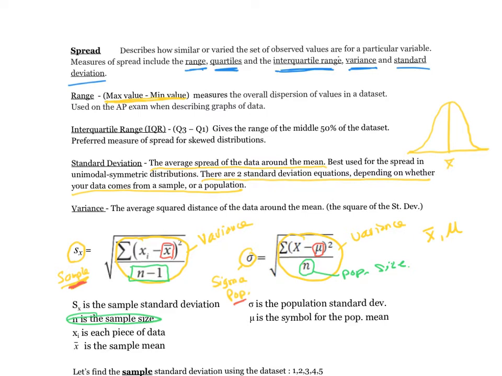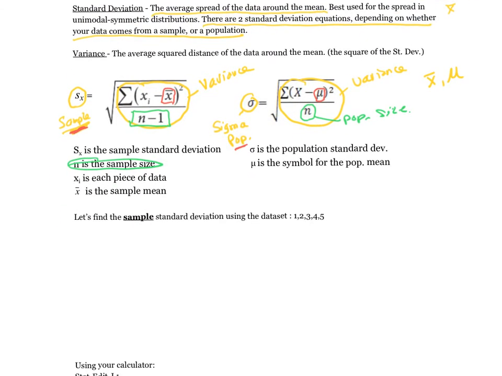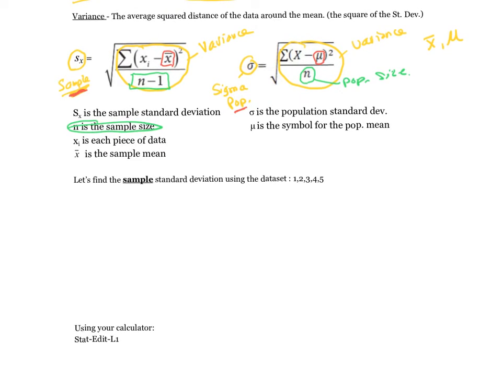I think the best way to learn about these formulas is to actually try them. So here's what we're going to do. We're going to try to find the sample standard deviation of these 5 numbers, the numbers 1, 2, 3, 4, 5. And then we'll keep referencing the formulas above.